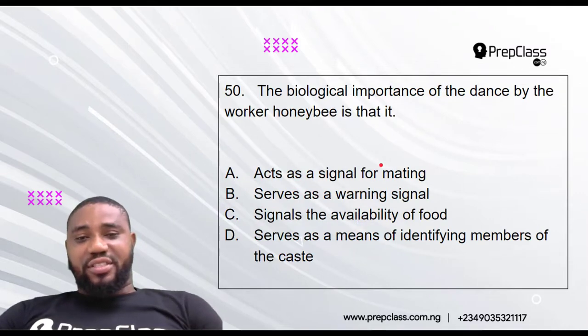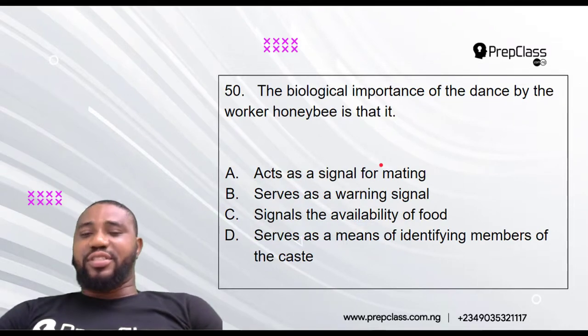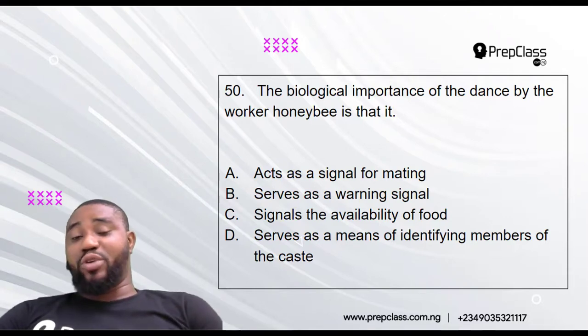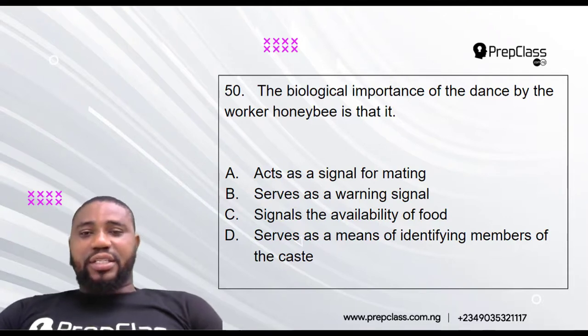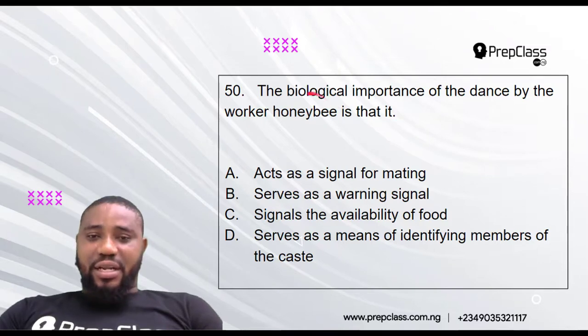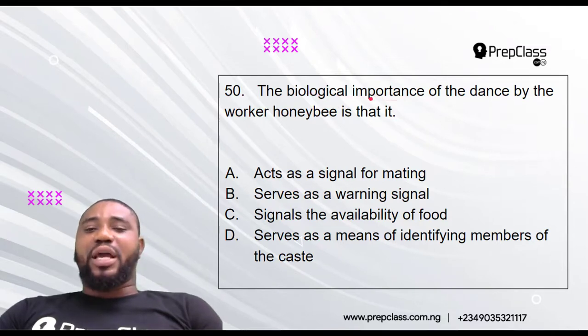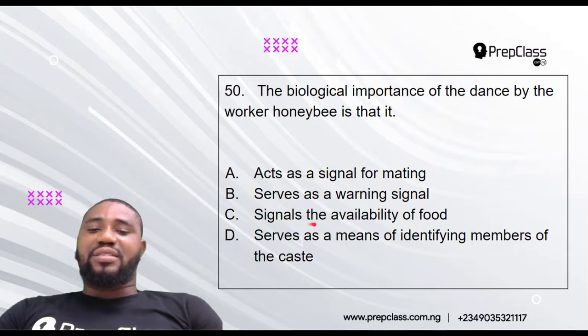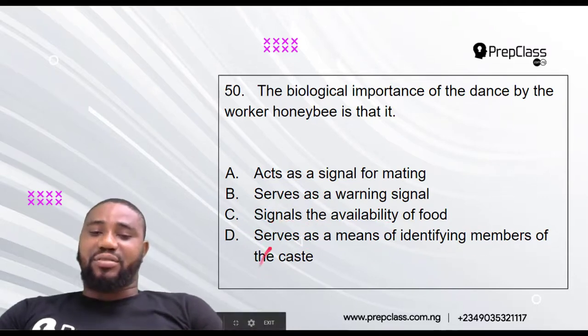Question number 50, and the last for today's section, and also the last for this WAEC past questions 2019. The biological importance of dance by the worker honeybee is that it acts as a signal for mating? Is it serve as a warning signal? Is it signals the availability of food? Is it serve as a means of identifying members of the caste? I think I've seen my answer.